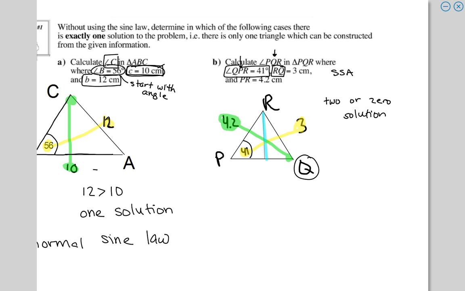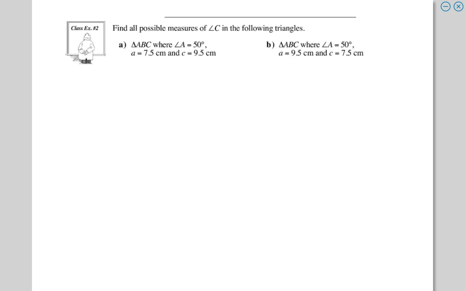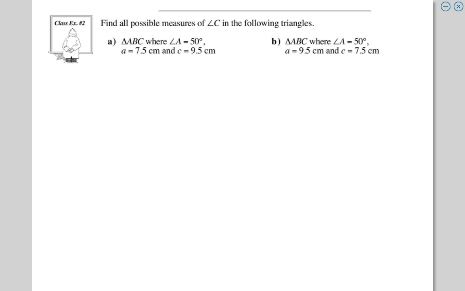Okay? And that's all you need to do for class example one. Okay? Class example two, we're actually going to do this. Okay?